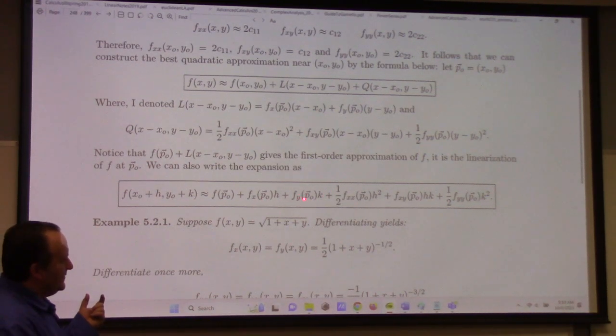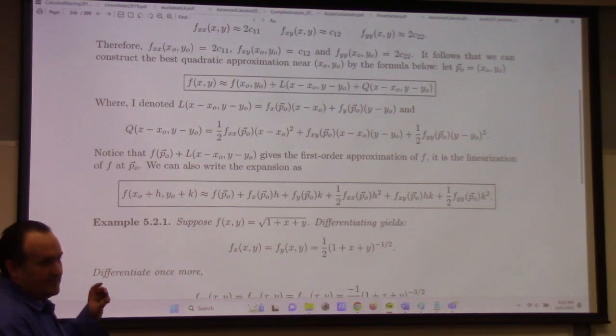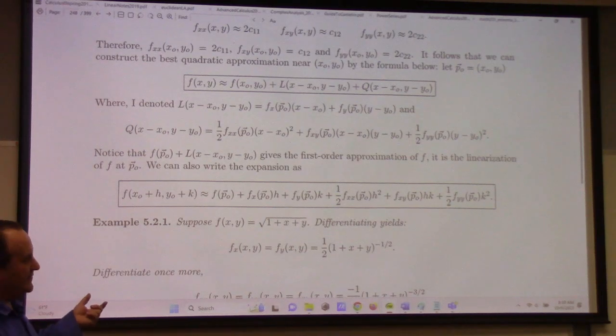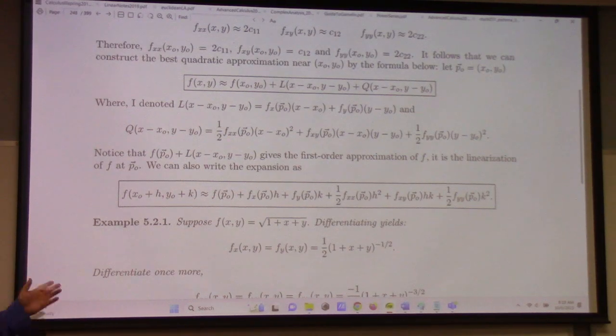So when I look at a power series, if there's a term which is linear in the variables, that's going to be the gradient. The term which is quadratic in the variables has to do with this thing I called the Hessian, the quadratic form part of the power series expansion. Here's an example.